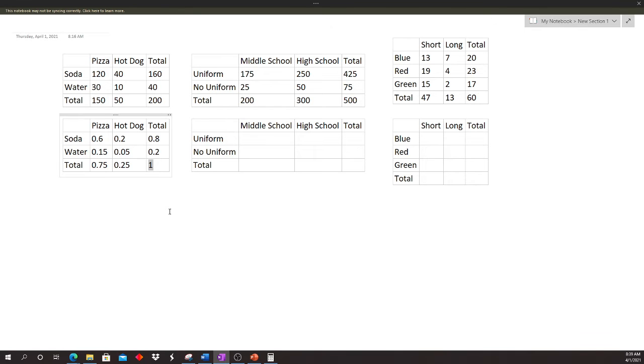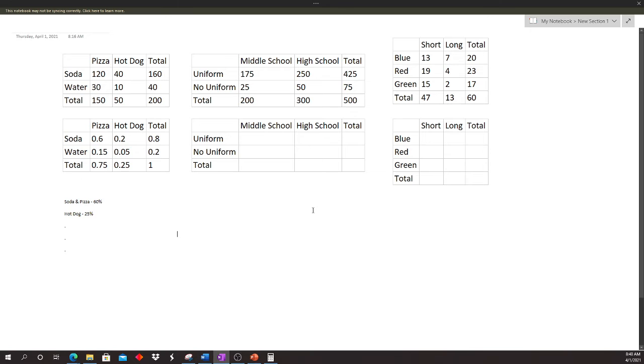So like we just did, if I asked you what percent of people ordered a soda and pizza, you would tell me 60%. What percent of people total ordered a hot dog? 25%, etc., etc., etc. Okay. So let's try this middle example here.